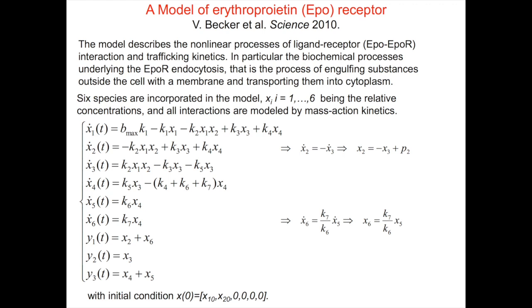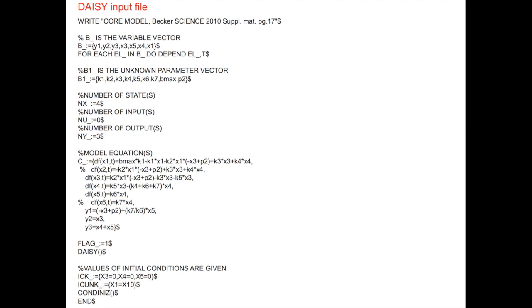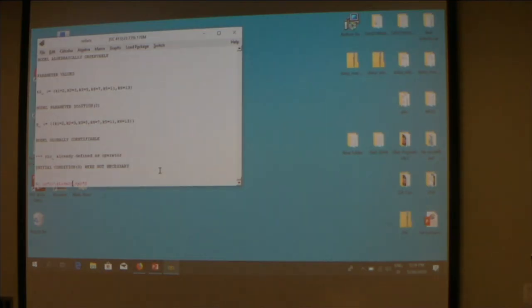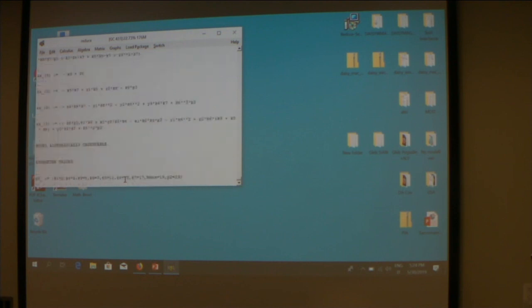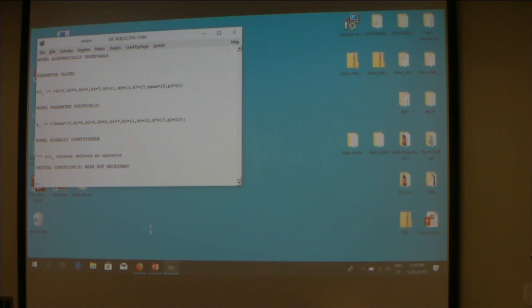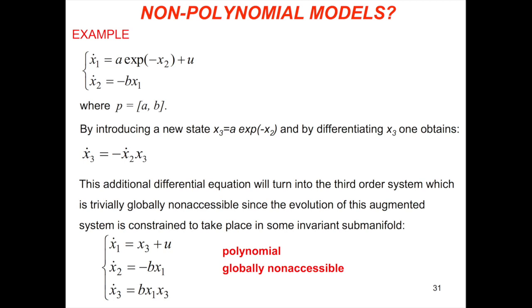This is a real world example describing the EPO receptor. But as you can see, there is a lot of redundancy in the description of the model, so we can simplify the mathematical description. And here I can show you the results of this model. So this model is globally identifiable, and the initial conditions are not necessary to be included in the analysis because you find one solution for each unknown parameter.